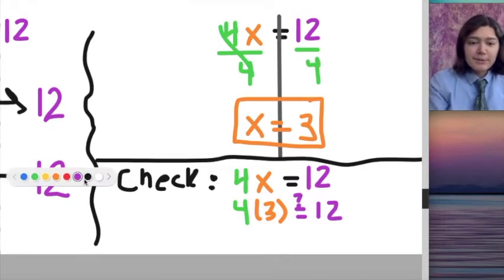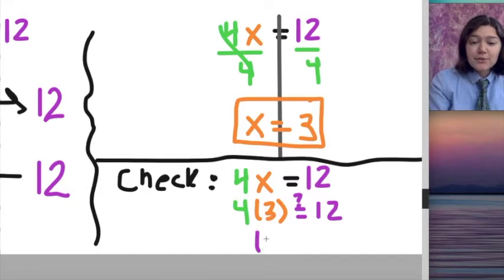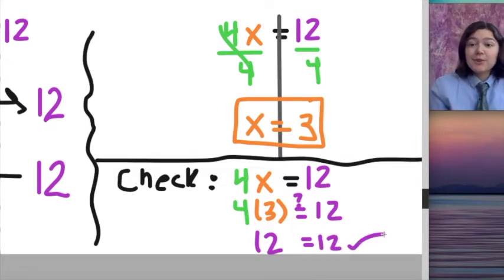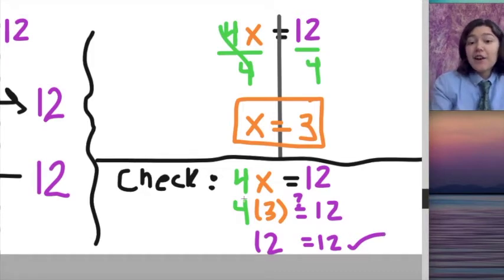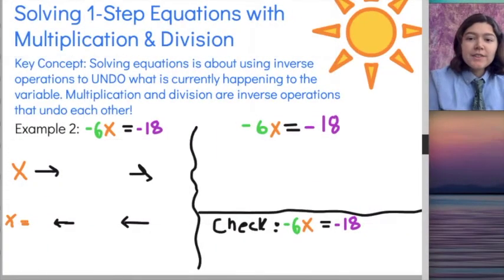So what is 4 times 3? 4 times 3 is 12. Okay, so then I get 12 equals 12. Yay! That means I am correct. Because what I was looking for was the value of x that was going to make this equation true. Meaning that 4 times x did equal 12. 4 times 3 equals 12. Thus x equals 3. So now we have example 2.